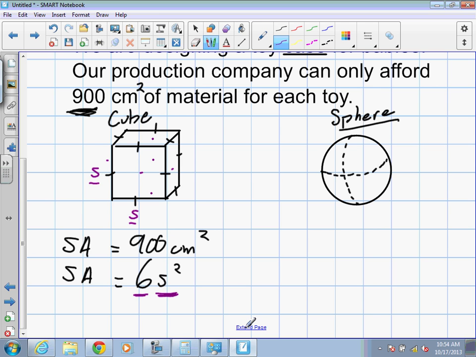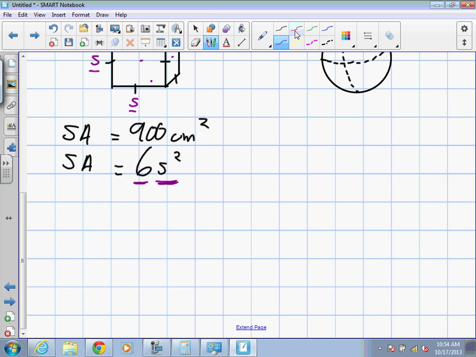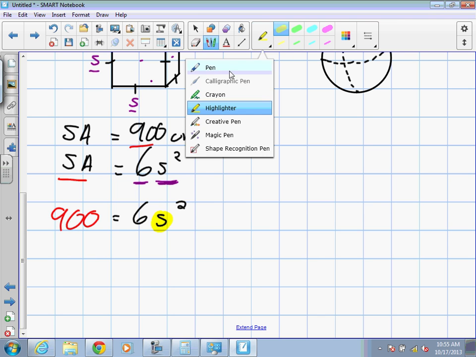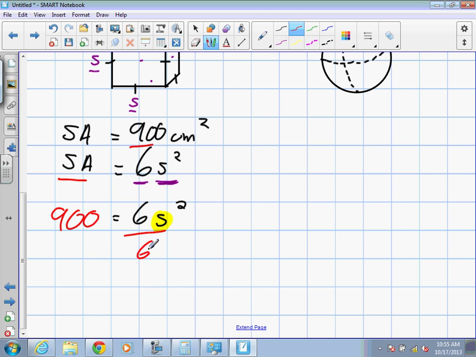Now we know the surface area, because of our constraint, is 900. So we're going to replace it with the number: 900 is equal to 6s squared. And we want to isolate for our variable s. So we're going to divide both sides by 6. That will leave us with s squared on this side. What is 900 divided by 6? 150. Beautiful.